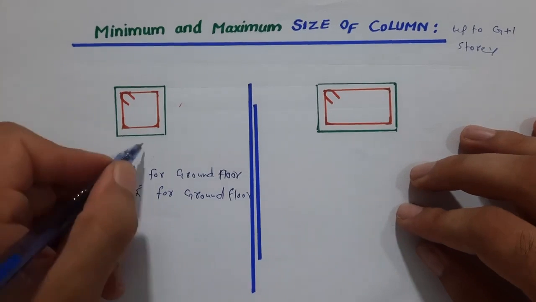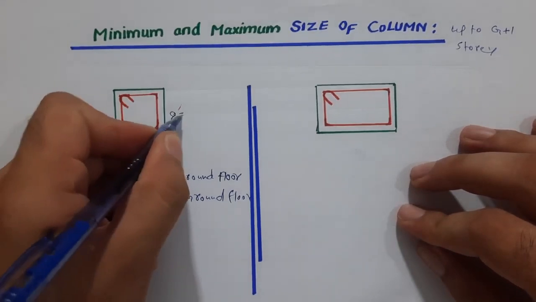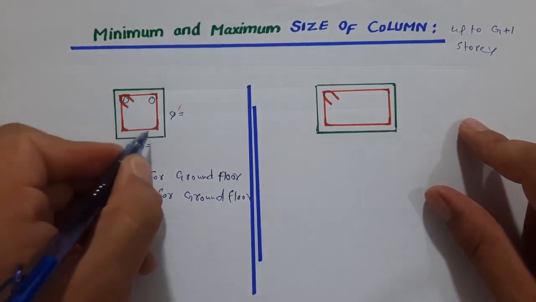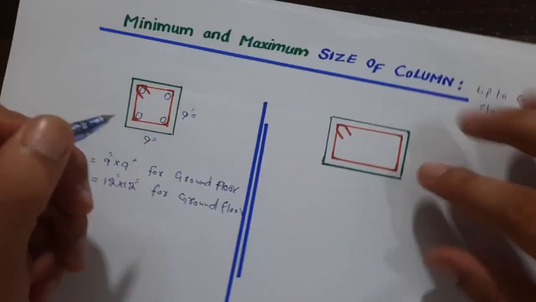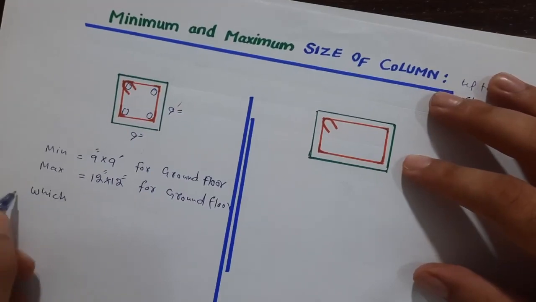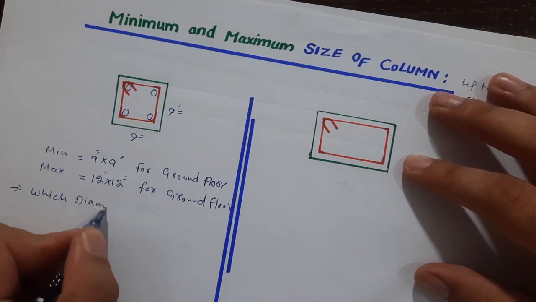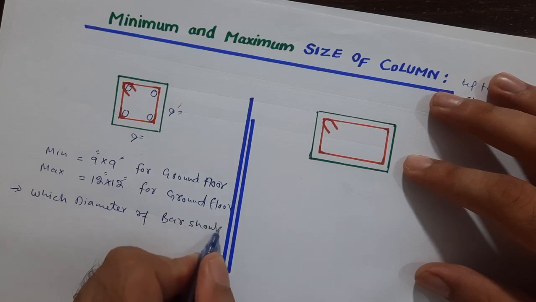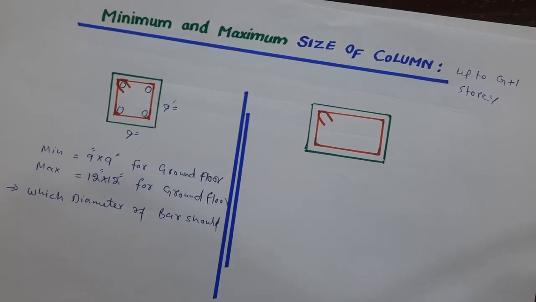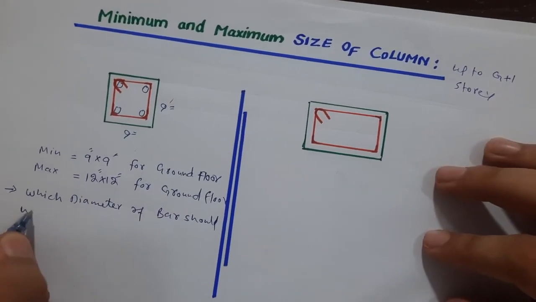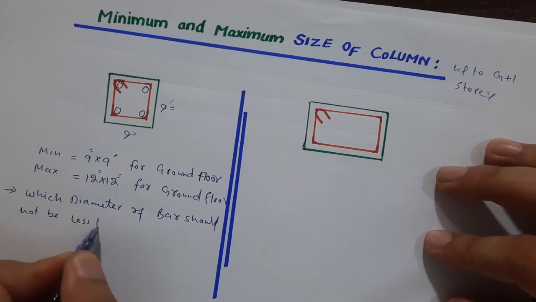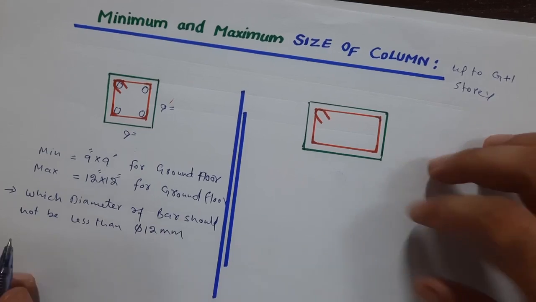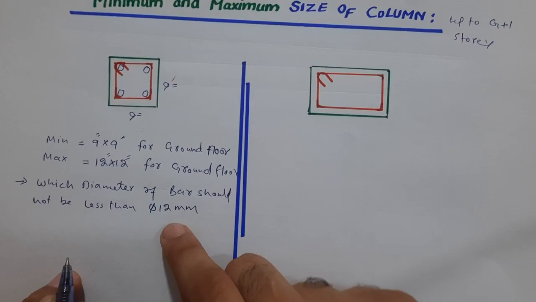But remember guys, as we discussed, the size is 9 by 9 inches, so inside this for G+1 you should use 4 numbers of steel rods, and the diameter of the bar should not be less than 12 millimeter. Okay, 4 numbers of bar and the dia should not be less than 12 millimeter.